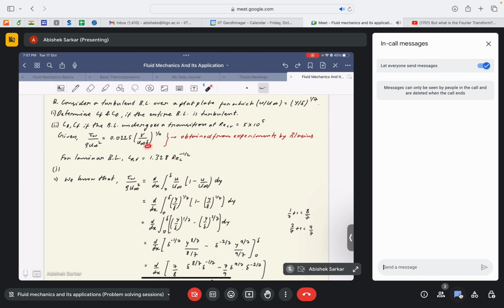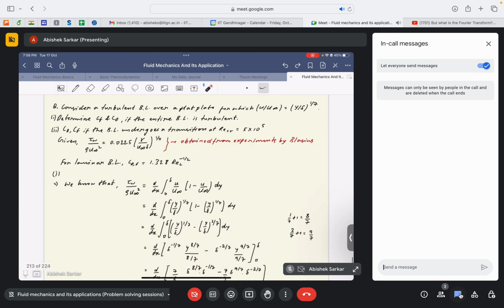First we need to evaluate delta. How will we get that? From the integral solution. Once we do that, substitute it in the shear stress term to get the expression for the shear stress. Then substitute the shear stress in the expression that CF is equal to tau wall by half rho u infinity square. Substitute the expression for tau wall here, then get the skin friction coefficient. So this is the way to do it.